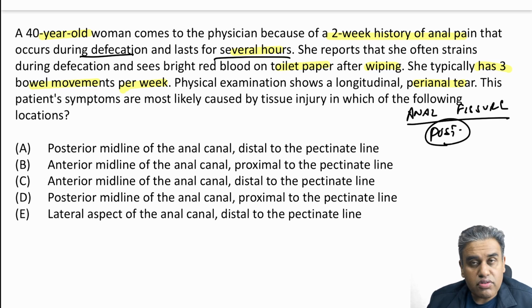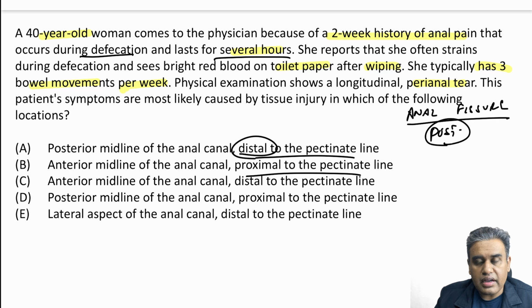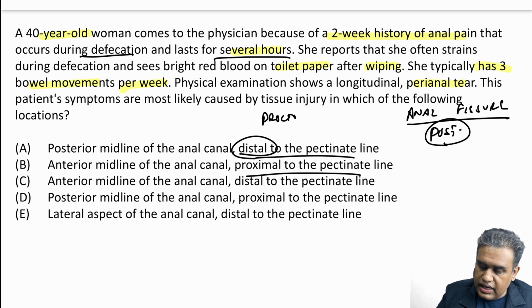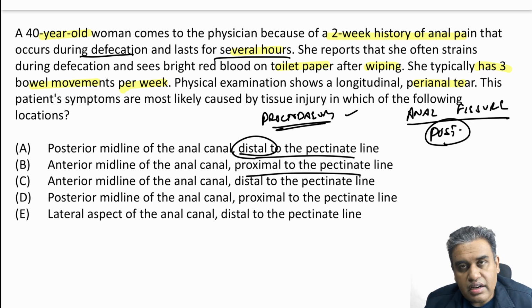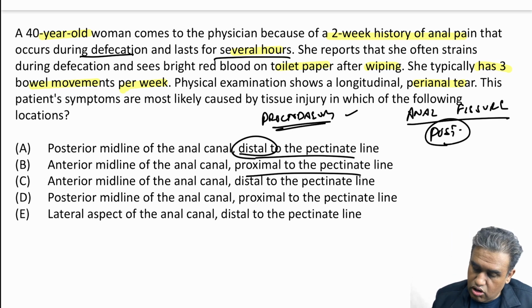And as it is painful, will it be distal to the pectinate line or proximal to the pectinate line? It will be distal. Why? Because the part distal to the pectinate line is coming from the proctodeum, it is ectoderm, and it has pain-sensitive nerve endings. So pain is normally felt when it is distal to the pectinate line. So the options which are saying proximal to the pectinate line, we can remove, B and D. What are we left with? A, C and E.